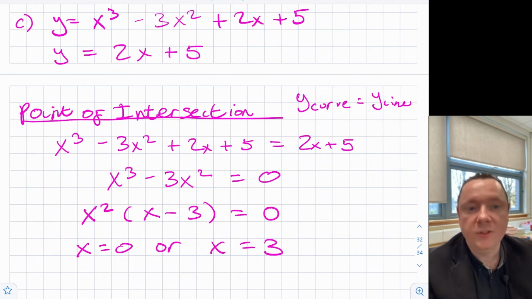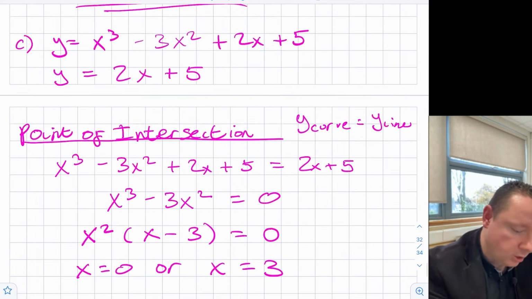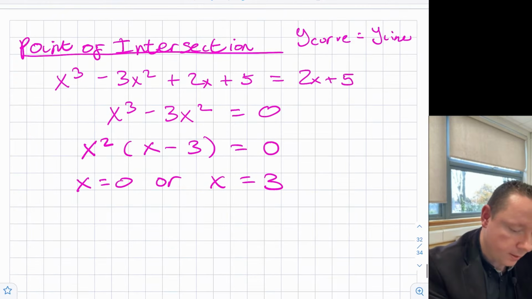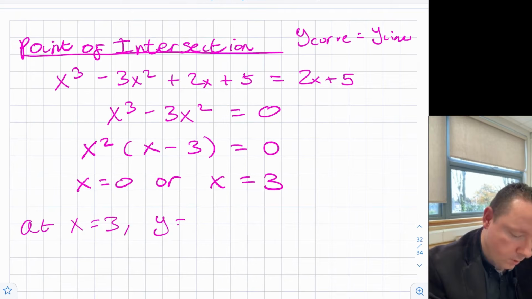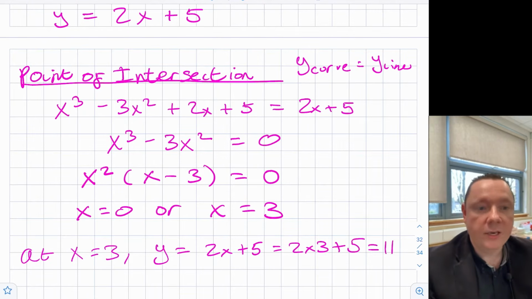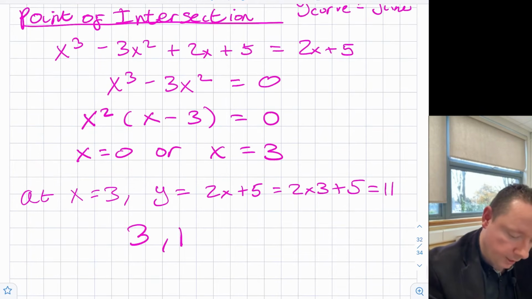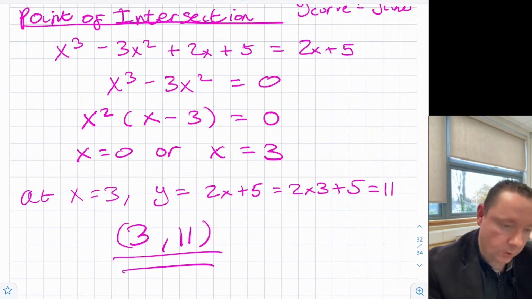Now we've already used the 0 part, so we need to use the 3 to get our y. So using any of the y equations, might as well just use the simplest one. At x equal to 3, y equals 2x plus 5, so that's 2 times 3 plus 5, which is 11. And we need to then state the actual coordinate. So our coordinate is 3, 11. 3, 11 is our point, and we're done.